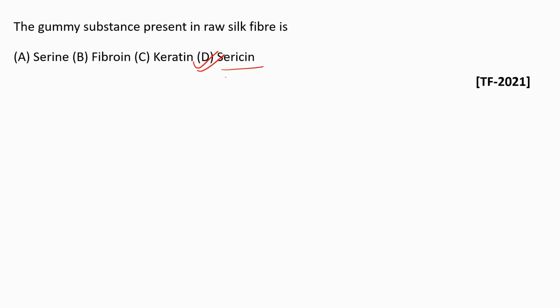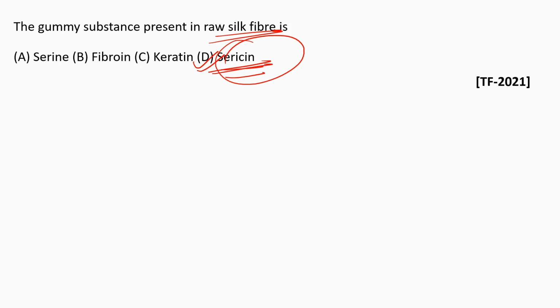Sericin is a protein that is produced by the silkworm. Which silkworm? The silkworm is Bombyx mori. In the production of silk, these silk filaments are held together by a gummy substance known as sericin, which is also known as silk gum. So the gummy substance present in silk fiber is option D, sericin. Option D is the right answer.